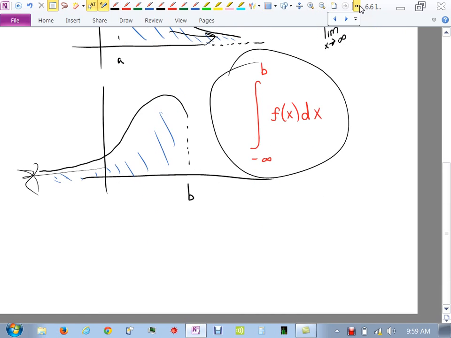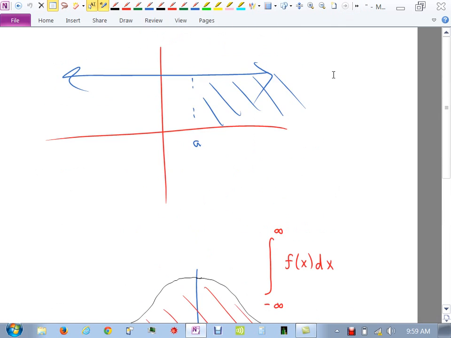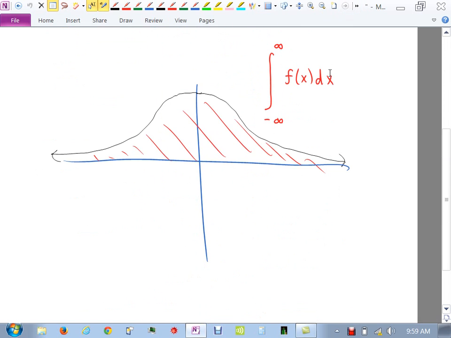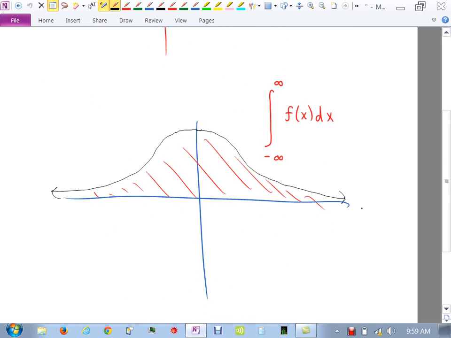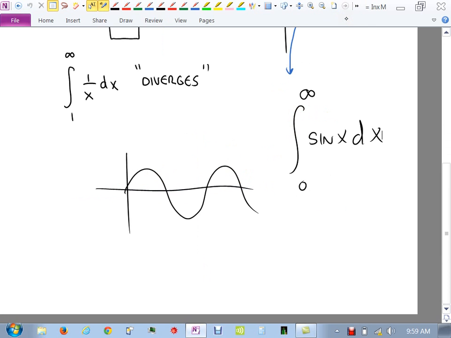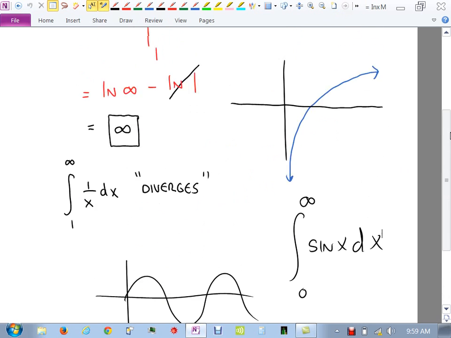Then, let's see. I said, well, we could go out to the right forever or to the left forever, or we could do them both at the same time. If we do it both at the same time, this is what your integral looks like. So the idea here is that we don't necessarily have to have endpoints on our integrals anymore. They can go out to infinity. All right, so let's see what example I had here.